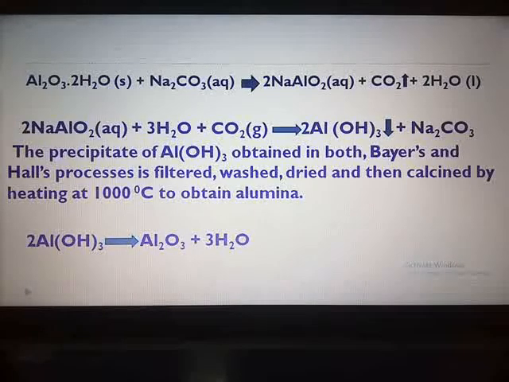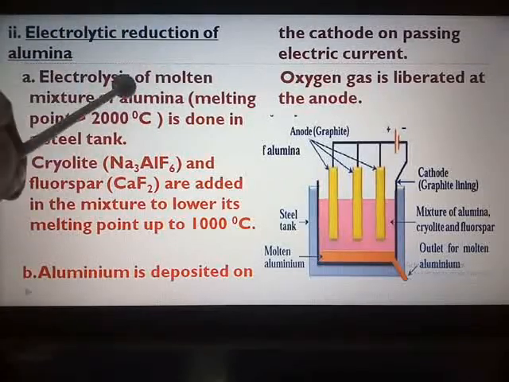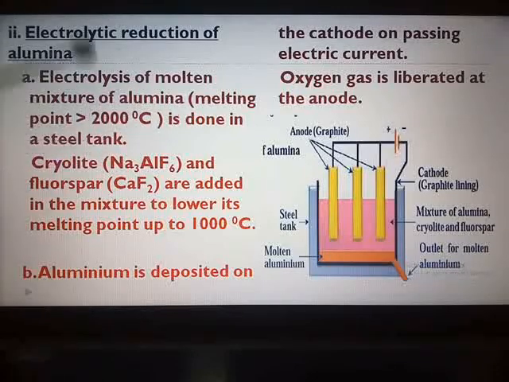Now you have got alumina. Our next step is to get aluminium from alumina, where you have to use the process of electrolytic reduction of alumina. Al2O3, aluminium oxide, alumina. From that you have to obtain aluminium, so that oxygen has to be removed, so the name is reduction. Now how this technique is carried out, let us see what happens in this method. Here electrolysis, you well know what is electrolysis, of molten mixture of alumina, whose melting point is greater than about 2000 degrees Celsius, is done in a steel tank.